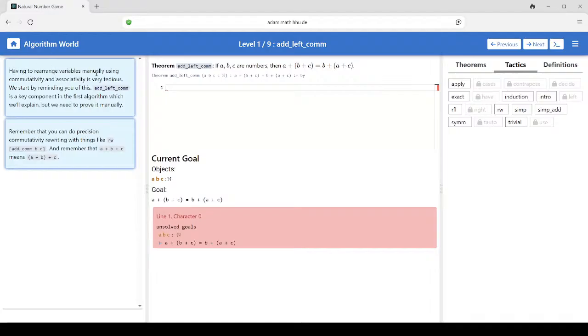Having to rearrange variables manually using commutativity and associativity is very tedious. We start by reminding you of this. Add left commutative is a key component in the first algorithm, which we'll explain, but we need to prove it manually. Remember that you can do precision commutativity by rewriting things like rewrite add commutative b c. And remember that a plus b plus c means the a and the b are being added first.